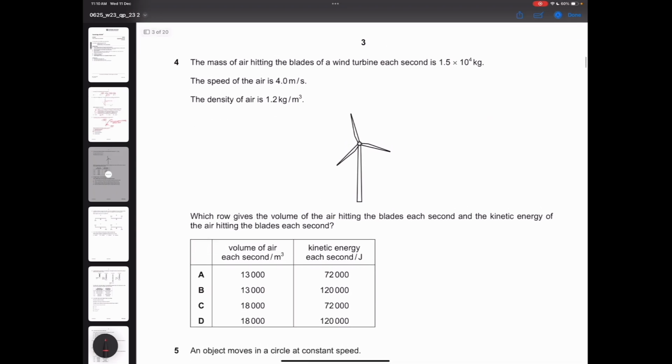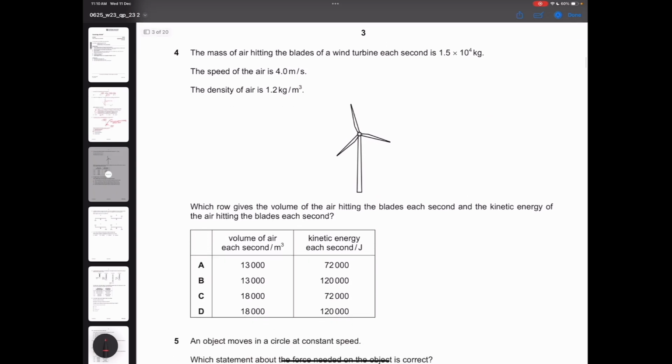The mass of the air hitting the blades of a wind turbine each second is this much and the speed is this much. We have to find out the volume of air each second. See, we know that density equals mass over volume, then volume will be equal to mass over density, and they're asking you per unit second. Mass is also given per unit second, so you just need to substitute 1.5 into 10 to the power 4 divided by density, which is 1.2. No conversion of units required here. The answer you will get is 13,000.